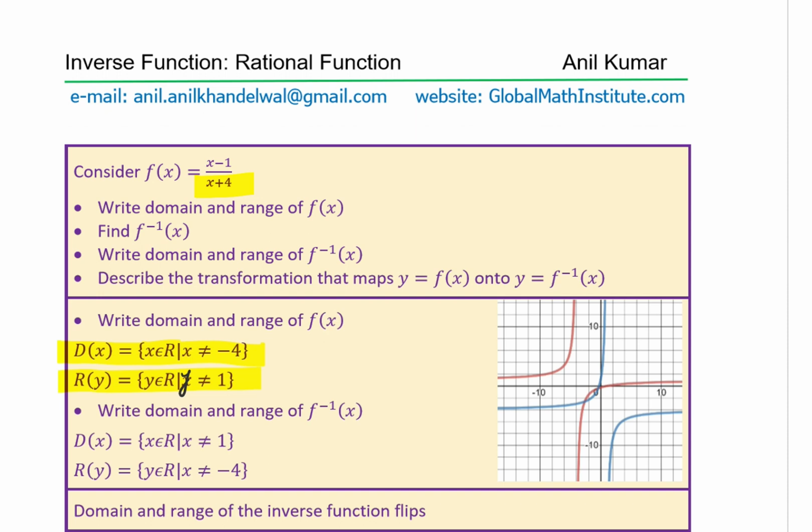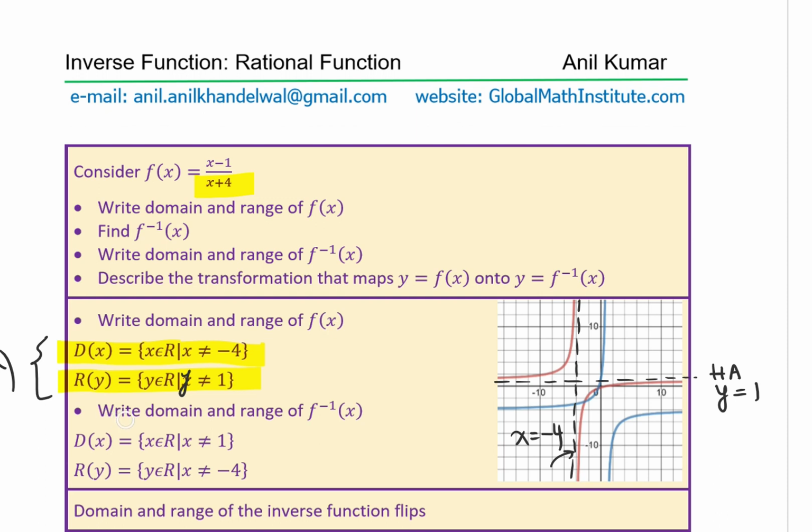Since this y equals 1 is a horizontal asymptote, you get the idea, right? So this is the horizontal asymptote, y equals 1, and we do have a vertical asymptote, which is x equals 4. Is that clear to you? So that becomes the domain and range for f of x. Clear?